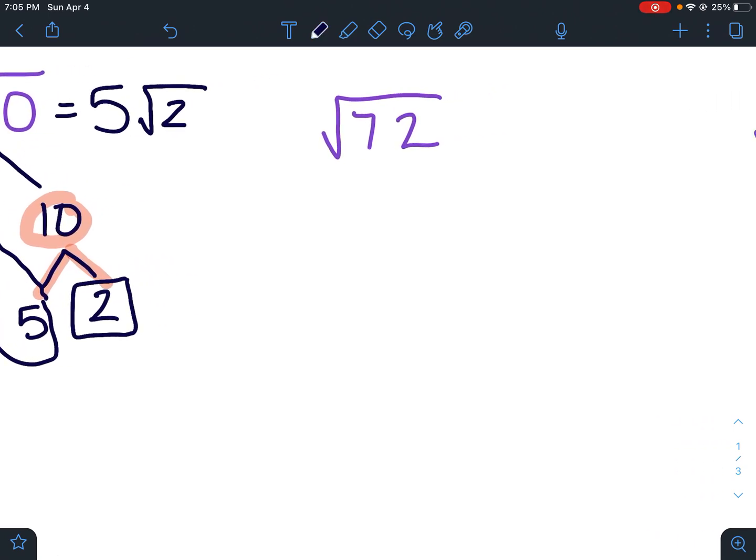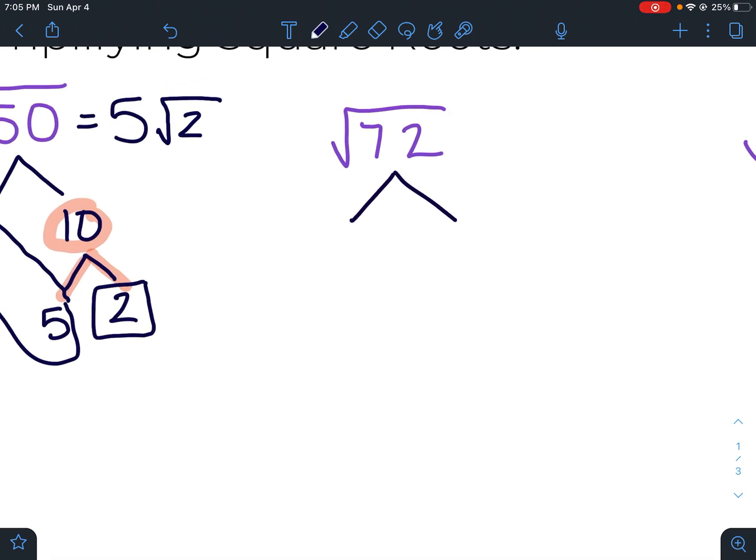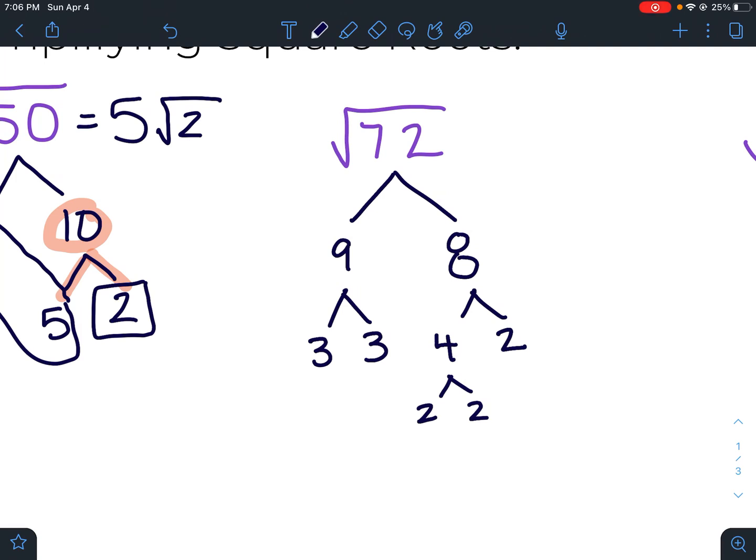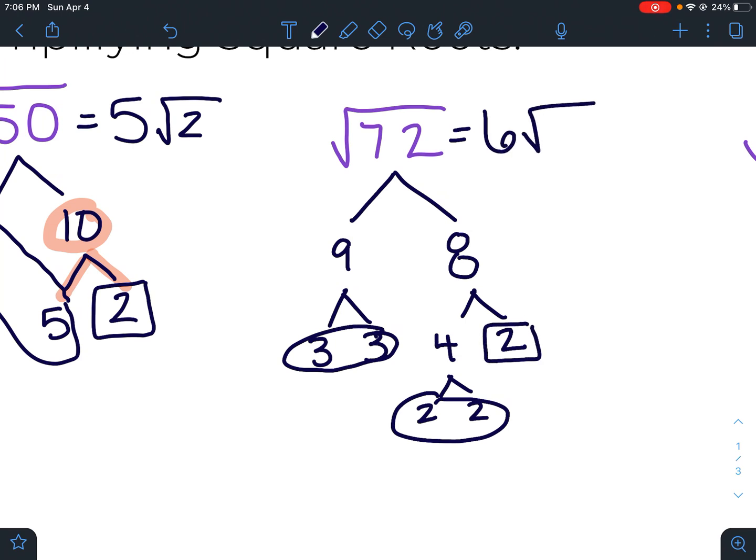Let's try 72. 72 I know is divisible by 9. So that's 9 times 8. 9 I know is 3 times 3. 8 I know is 4 times 2. And 4 is 2 times 2. So you'll notice here we have two pairs. I've got a pair of 3s and I have a pair of 2s. When I've got two pairs, same thing, I'm going to multiply them and put them outside. 3 times 2 is 6. And this 2 is a loser, nobody's friend, so it stays inside.